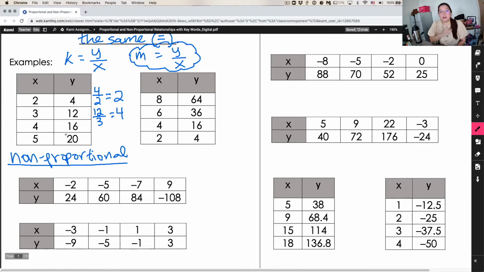As soon as you have one that doesn't match, where this m is different from this m, then you already know the whole table is going to be non-proportional. For it to be proportional, all 4 of them have to match.